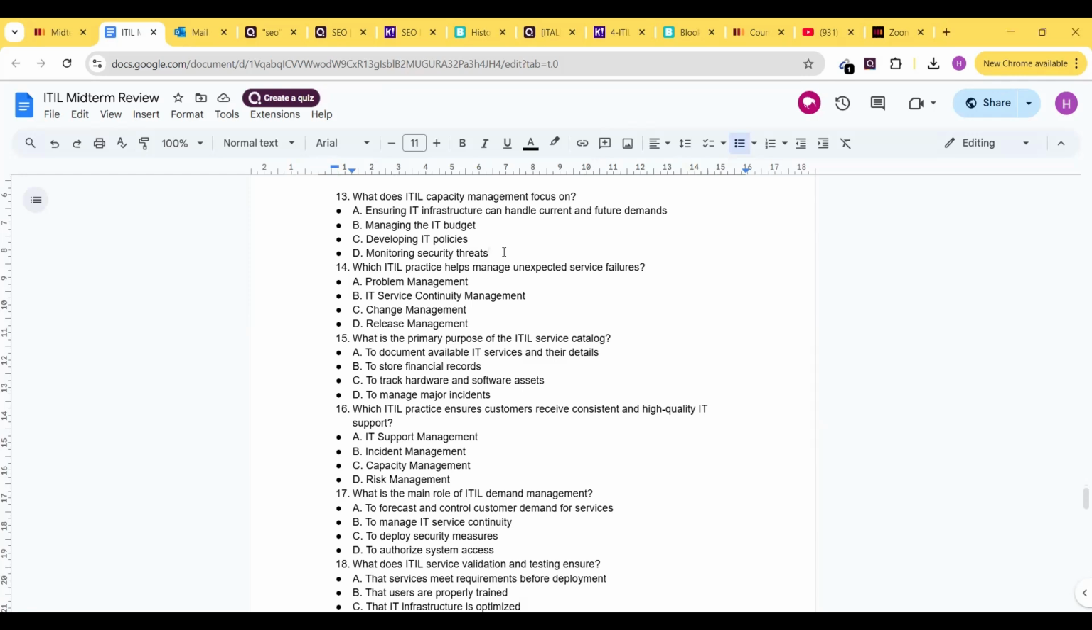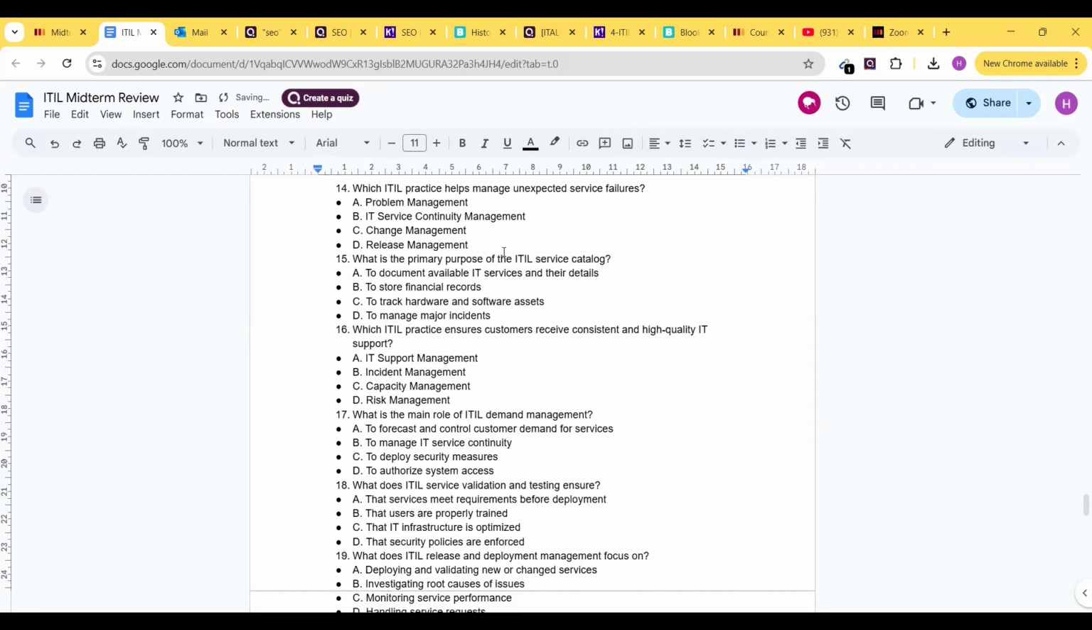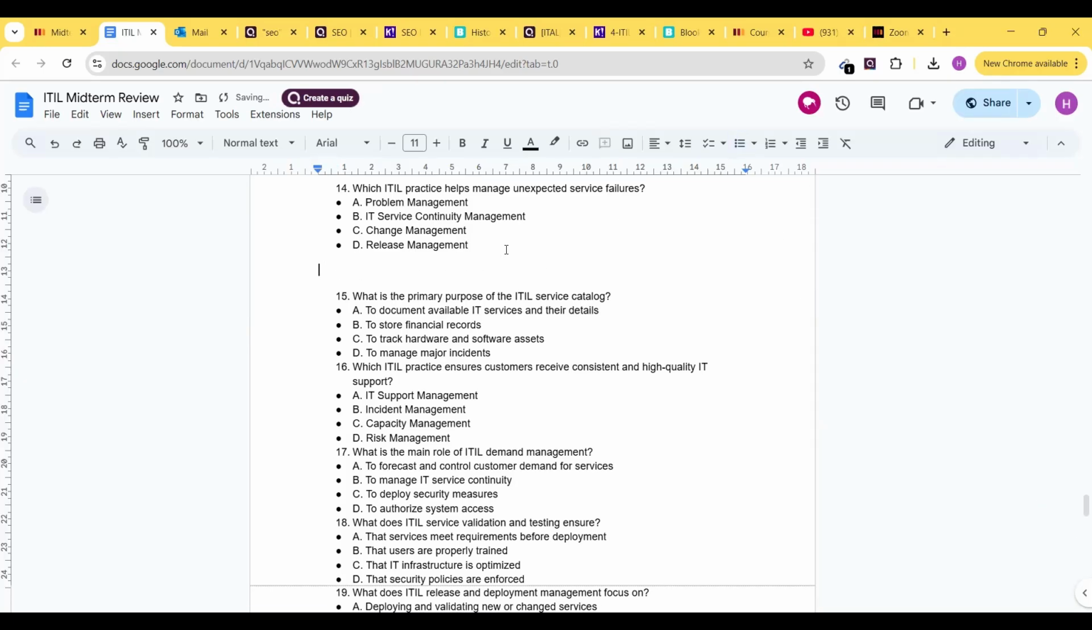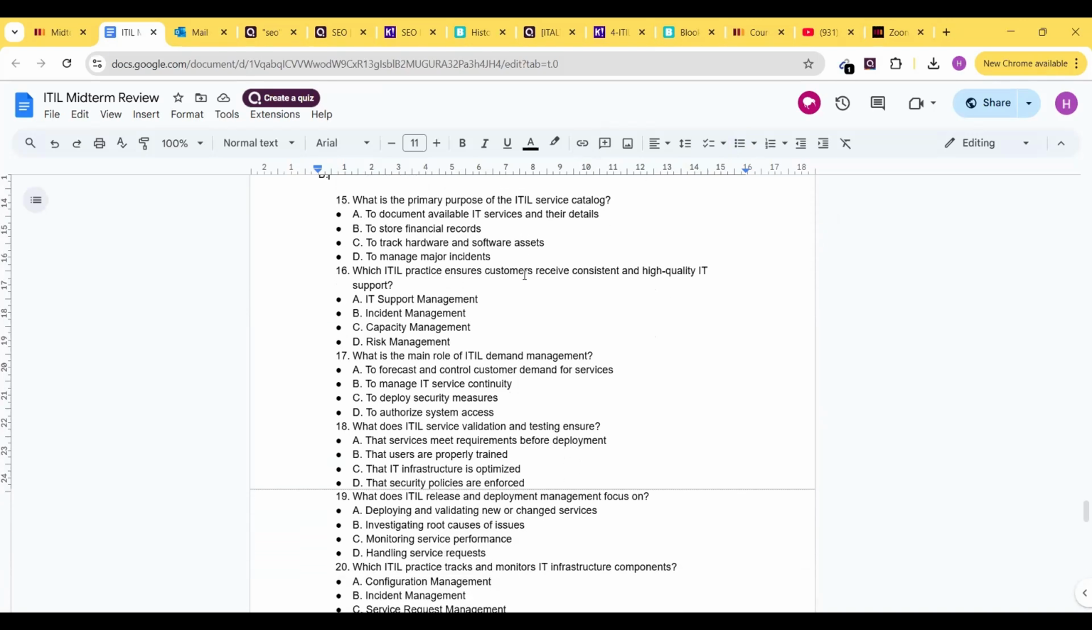Yes, ensuring IT infrastructure can handle current and future demands. Which ITIL practice helps manage unexpected service failures? So it's B. So problem management deals with the causes of incidents. So problem management is focused on the causes, while IT service continuity management is focused on unexpected service failures.